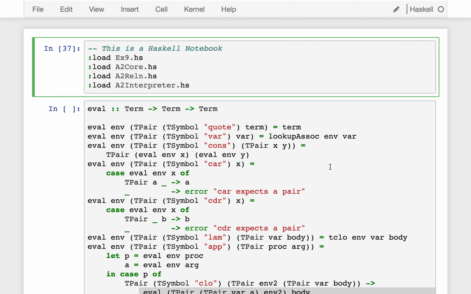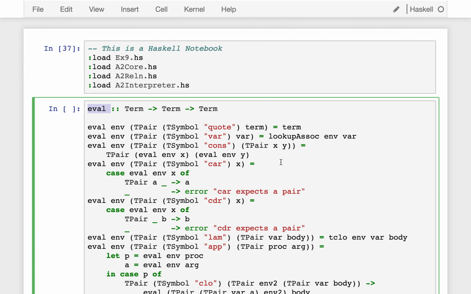Hi, in this video, I'm going to explain the relation evaluate. This is the really fun part of the assignment, and you do need to complete the definition of lookup before proceeding, since lookup is a helper function, or rather a helper relation, of evaluate. So to explain evaluate, I'll start by explaining this eval right here.